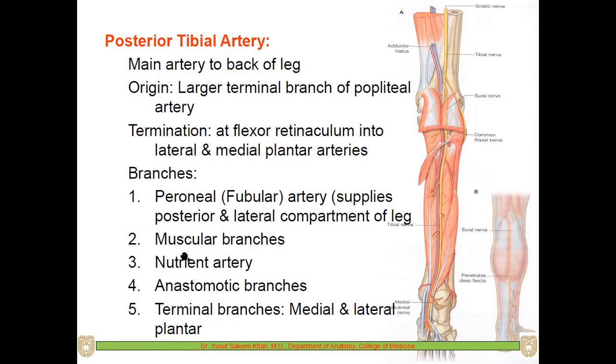Then it also gives the nutrient artery to the tibia as well as the fibula. So both the bones. Nutrient arteries are the arteries supplying the bones. Then anastomotic branches: as we saw, it will anastomose around the knee joint as well as near the ankle joint. So it will be giving anastomotic branches. Then we have the terminal branches, which are the medial and lateral plantar. As we saw, it will divide terminally into medial and lateral plantar branches.